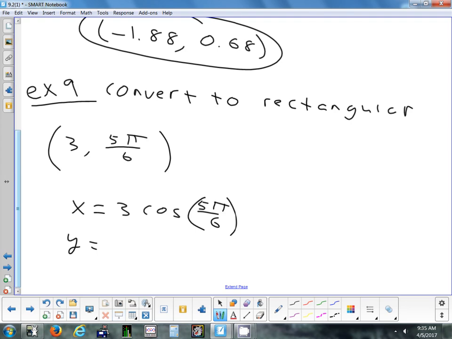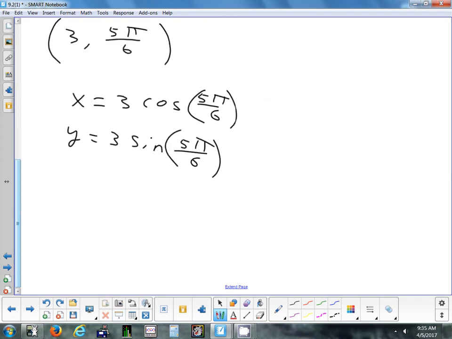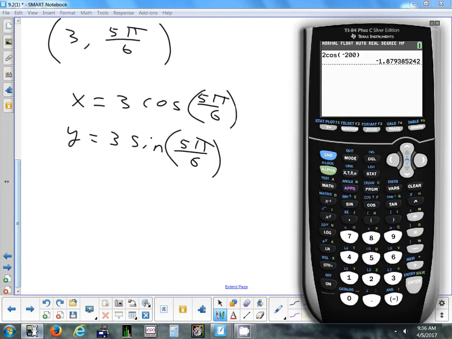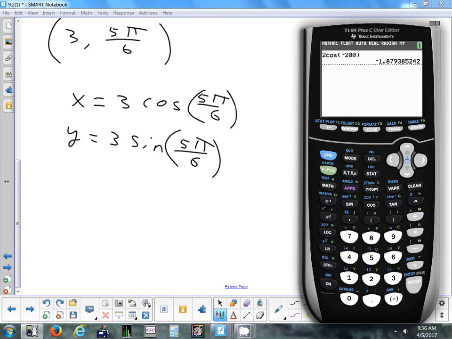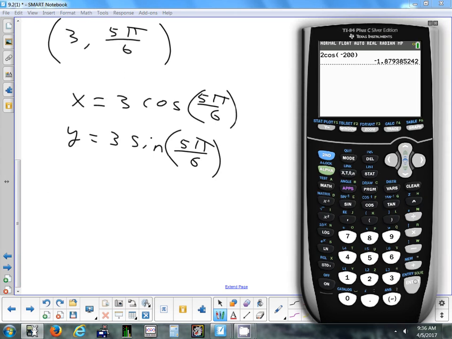What about the y formula? 3 sine 5 pi over 6. All right, I'm going to start without the 3. I'm just going to type in cosine 5 pi over 6. What is that number? Negative 0.866. It's negative, well, as a fraction.